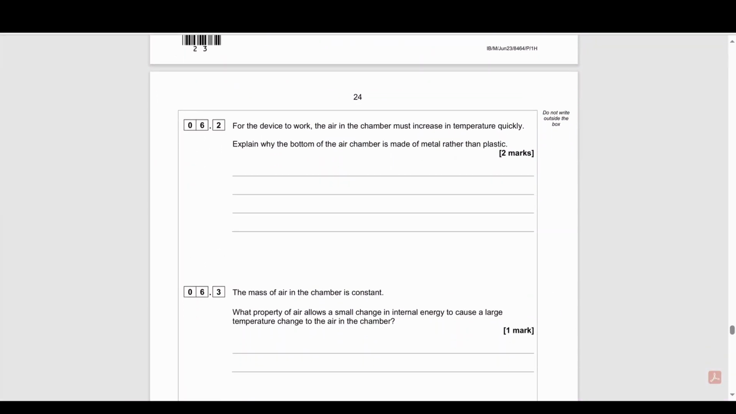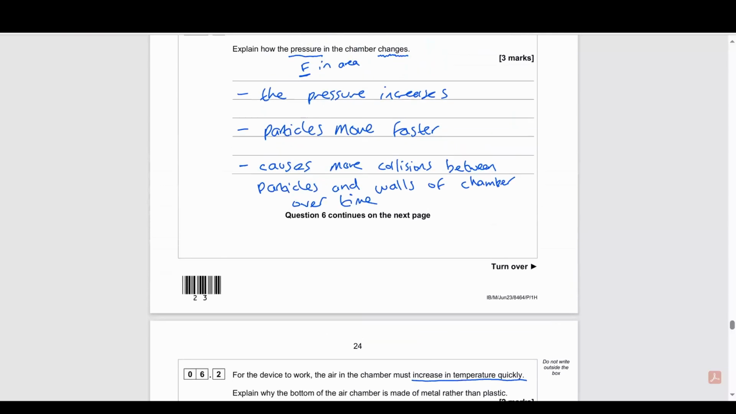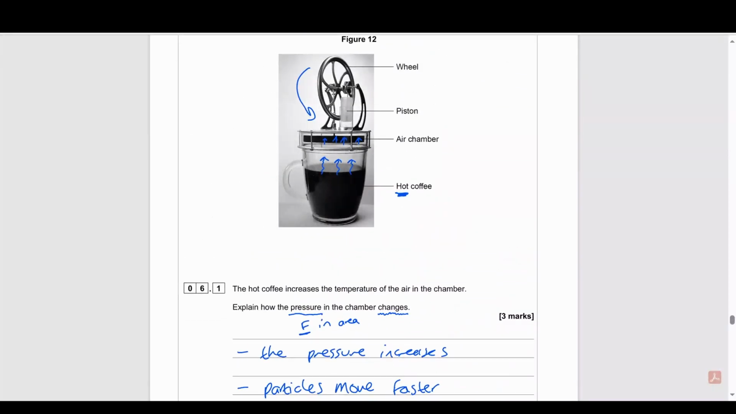6.2. For the device to work, the air in the chamber must increase in temperature quickly. Explain why the bottom of the air chamber is made of metal rather than plastic. So, increasing temperature quickly, we want this chamber to do. So if we want there to be an increase in temperature quickly, then that means, if we go back to our diagram now, that if there's an increase in temperature in this location of our chamber, then we want that to pass to the next part, and the next part, and the next part, and so on, and so on, and so on.